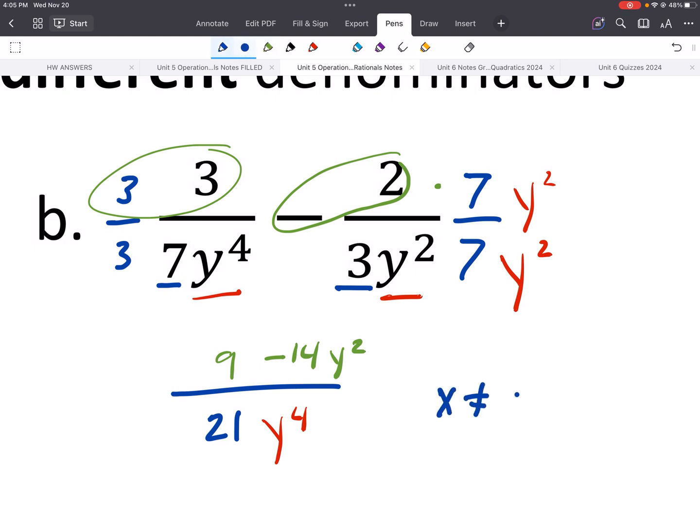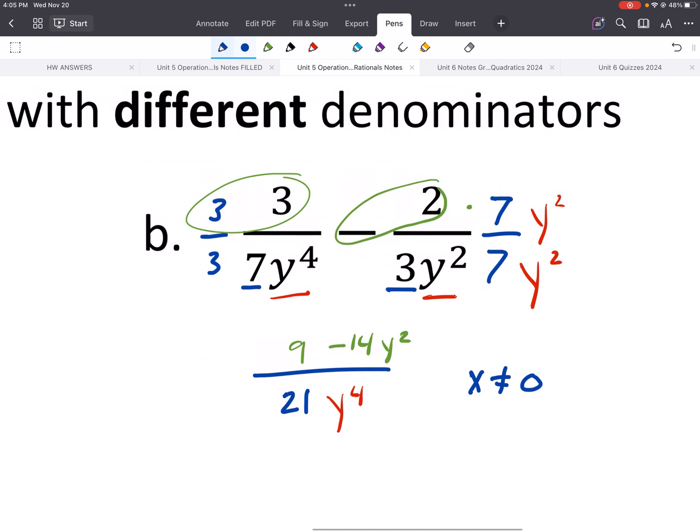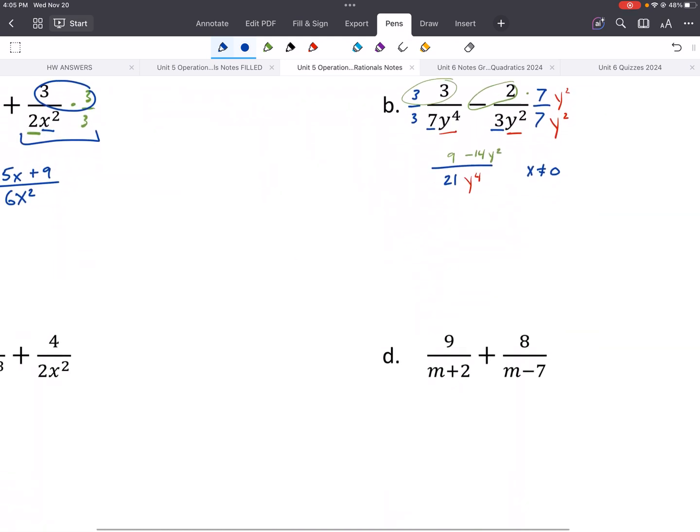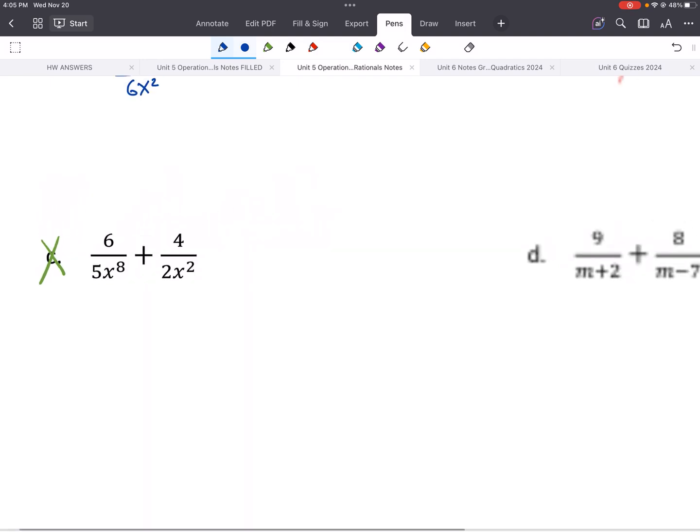So x cannot be 0. Okay, if we were to plug 0 in, it would make the whole denominator 0, and you can't divide by 0. All right, we'll skip C.